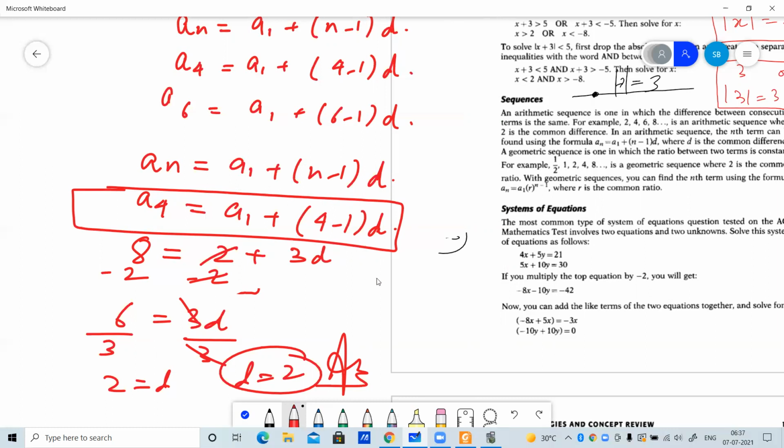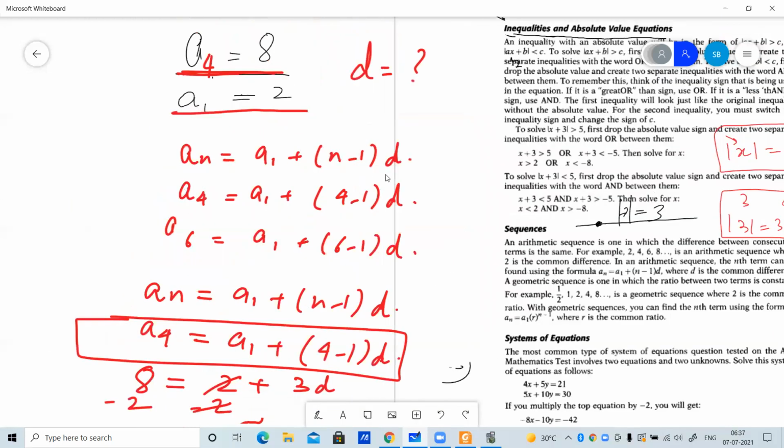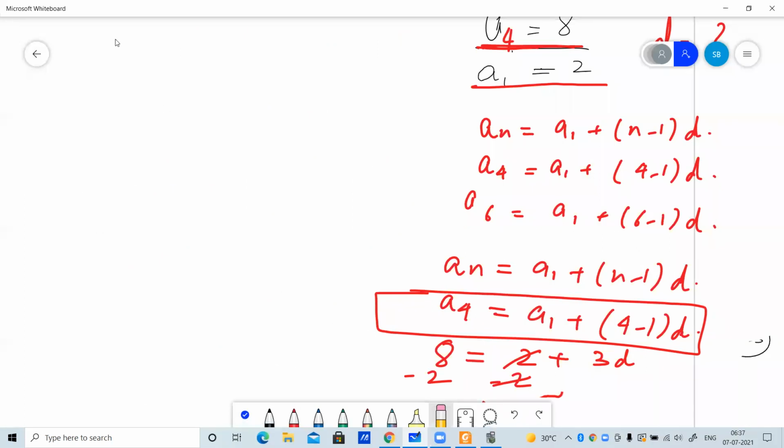Can I just give you the introduction of geometric sequence? All right, so let's go to geometric sequence. Right now we saw the sequence which was having the common difference. Now let us see one more sequence. You're having 2, 4, 8, 16, 32, 64, and so on.